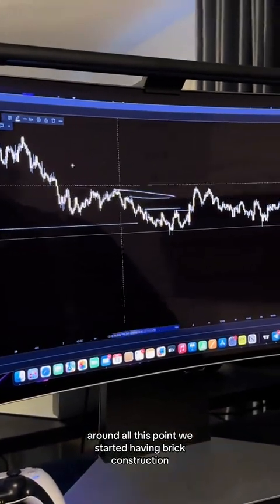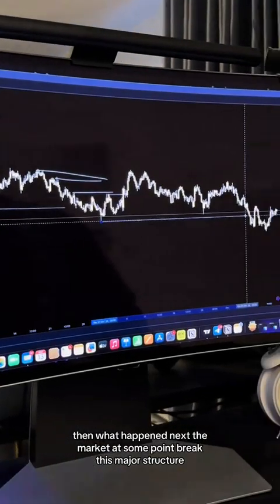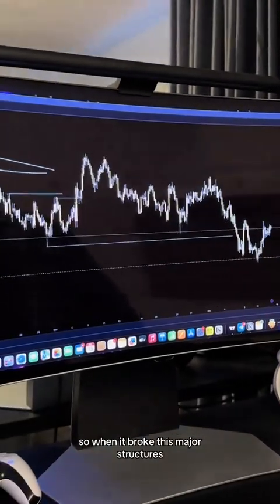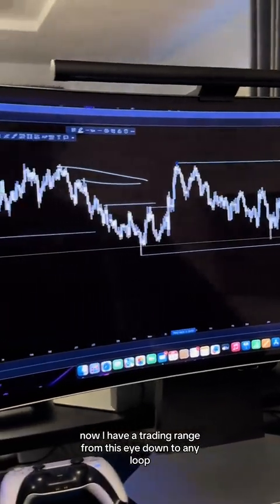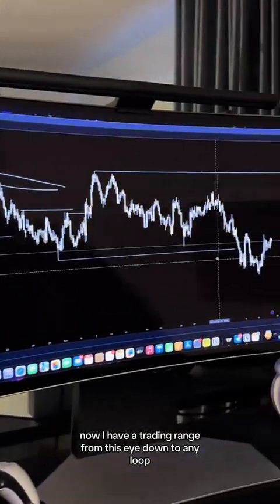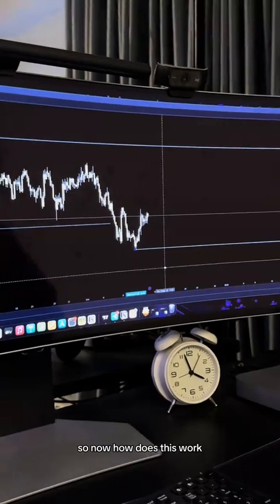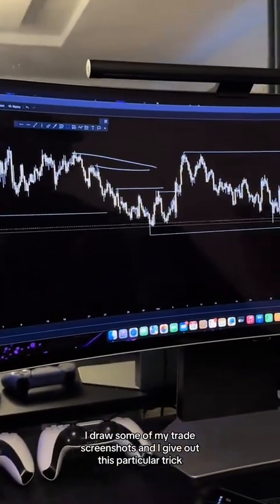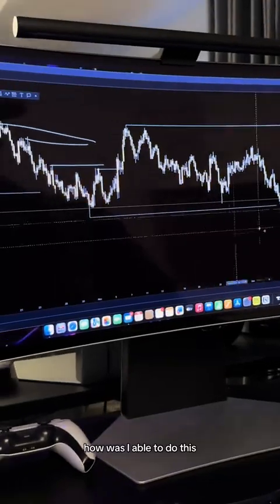We started having break of structure. Then what happened next? The market at some point broke this major structure. So when it broke these major structures, now I have a trading range from this high down to any low. Let me say this low at this point. So now, how does this work? Now, I remember I dropped some of my trade screenshots and I gave out this particular trade. How was I able to do this?